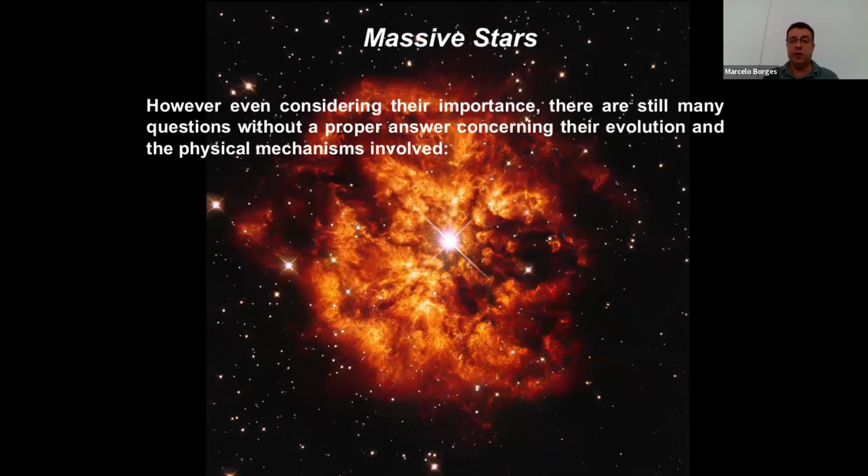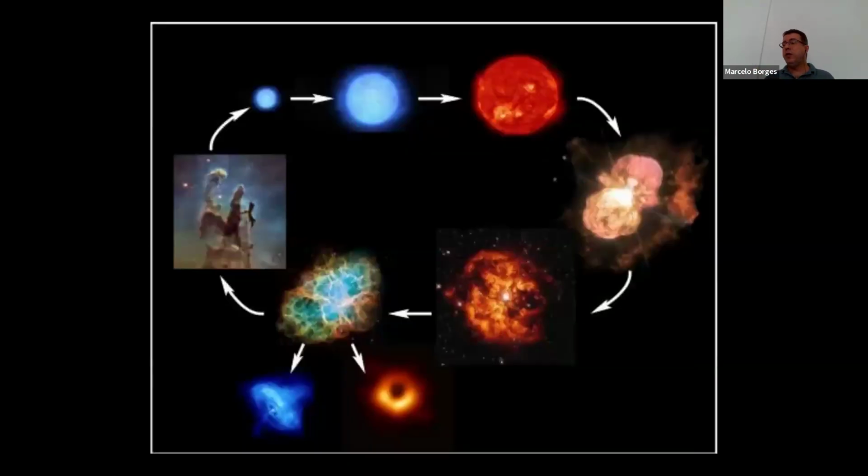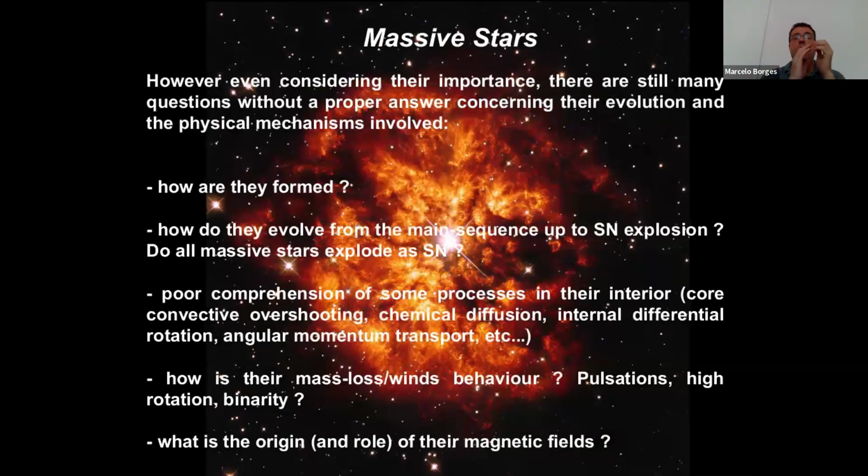However, even considering their importance, there are still many open questions related to the evolution and the internal processes of these objects. We don't know the complete evolutionary track of a massive star. We don't know how they are formed: by the collapse of the maternal cloud, or by the merger of several low-mass protostars. We don't even know how the massive star evolves from the main sequence to the supernova explosion, or if all massive stars explode as a supernova.